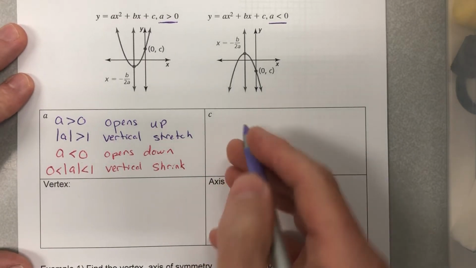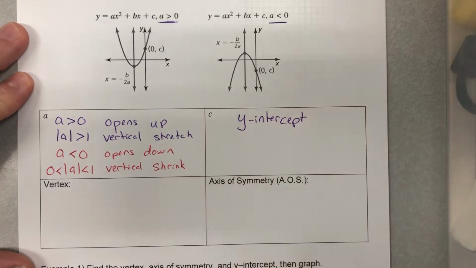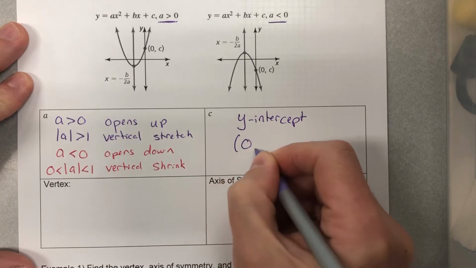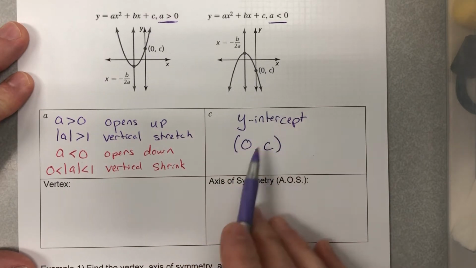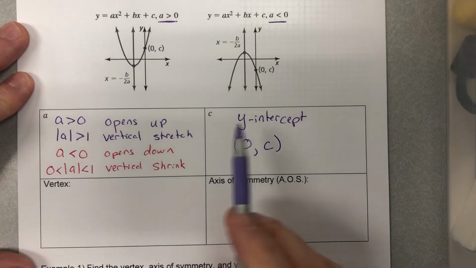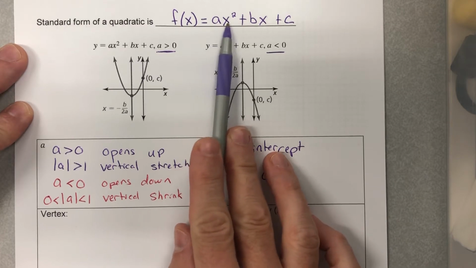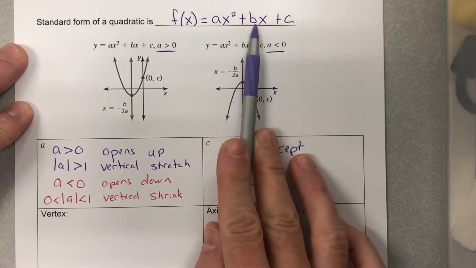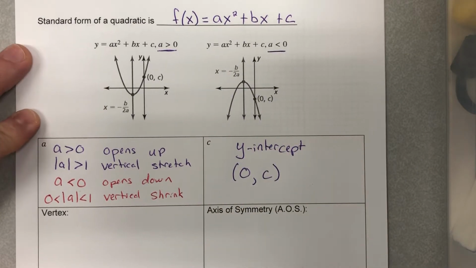Our c value, in this case, is going to tell us our y-intercept. Our y-intercept will be the point (0, c), because it's where it hits the y-axis. And at the y-axis, all of our x values are 0. It's important when we ask about the y-intercept, you write it as a point (0, the c value). If you look at the equation above and plug 0 in for x, ax squared would be 0, b times 0 is 0, and it would just leave us with our c. That's how we get our y-intercept.